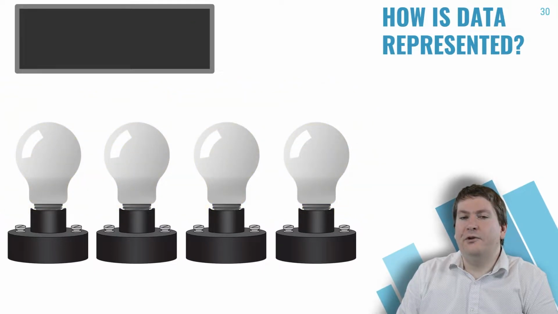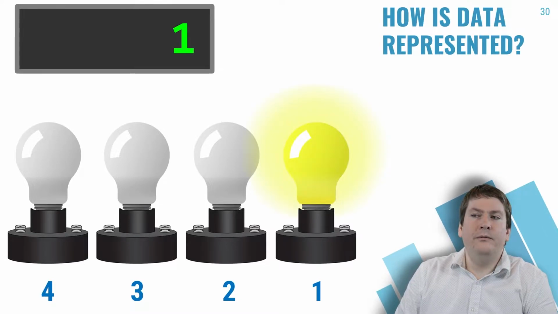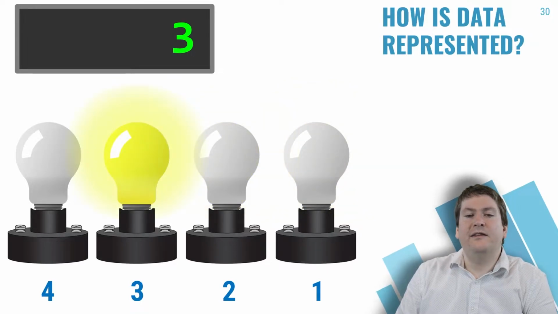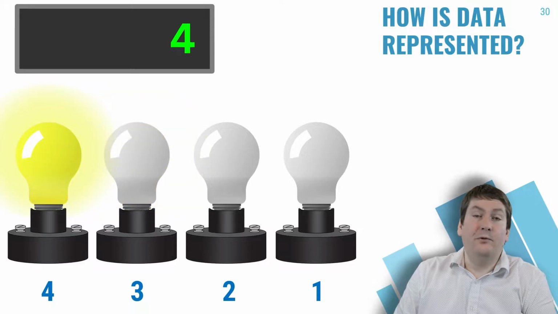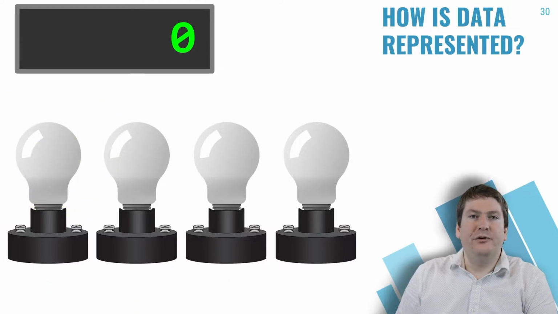So what if instead of doing that, we gave each light a number, and we said if that light's on, that's the number it represents. So we could say that's light 1, light 2, light 3, and light 4. And if light 1 is on, we'd say the number's 1. If light 2 is on, the number's 2. If light 3 is on, the number's 3. And if light 4 is on, the number's 4. So there's a slight improvement here in that we don't have to have all the lights on to store the number. But if I wanted to store the number 1 billion, I'd still need 1 billion lights. So maybe there's a more intelligent way we could do this.